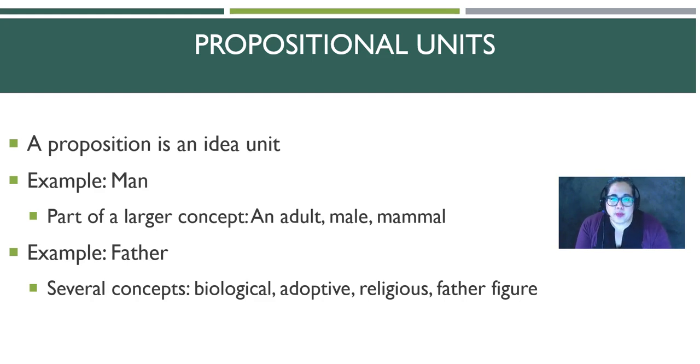And so what is a propositional unit? That is spelled correctly. The book does not say prepositional, because the prepositional phrase is something that comes up later. It's a propositional unit. So the proposition is an idea unit, which basically in my mind, I think of as a word. What's an idea or what's a word? And the example I listed there that your book lists also is, for example, the word man or the sign man, which is part of a larger concept. What does man mean? An adult, a male, a mammal.